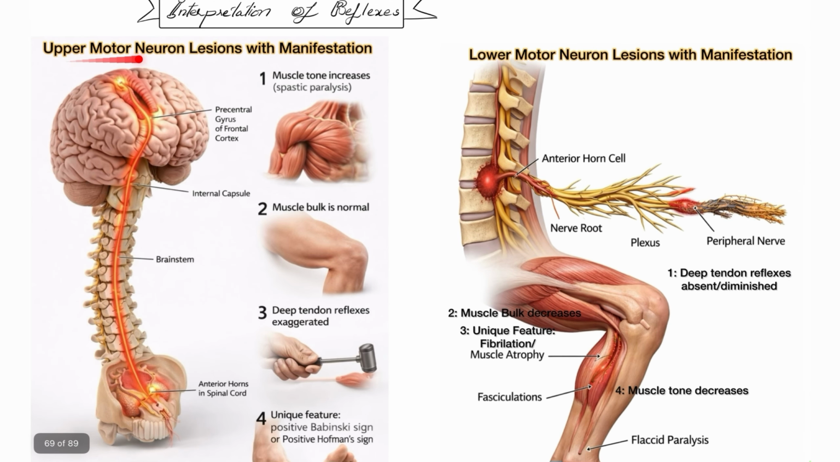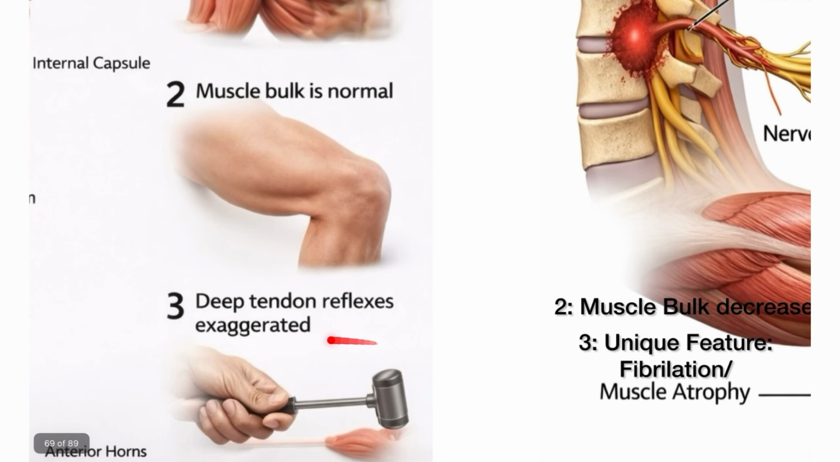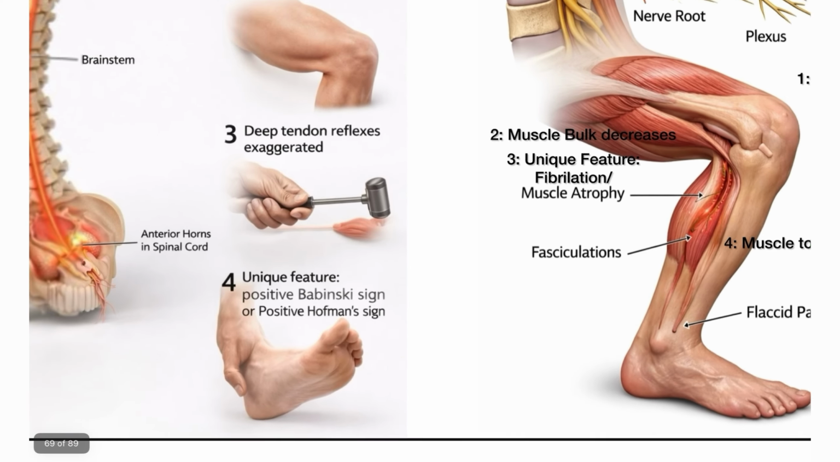Let's learn about the upper motor neuron lesion and its clinical picture. When there is an upper motor neuron lesion, the muscle tone increases, so there will be spastic paralysis. The muscle bulk is normal. Deep tendon reflexes are exaggerated. A unique feature is the positive Babinski sign, as we already studied: when the plantar reflex is upgoing, it's called a positive Babinski sign, found in the lower limb. In the upper limb, similar to the Babinski sign is the Hoffman sign. When the Hoffman sign is positive, it shows an upper motor neuron lesion of the upper extremities.